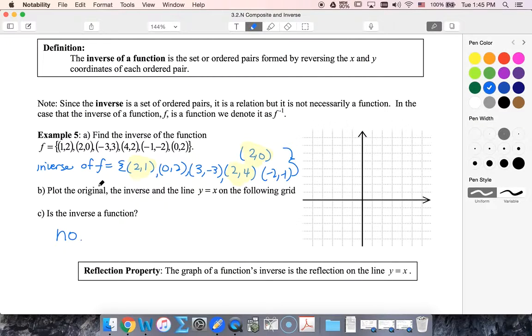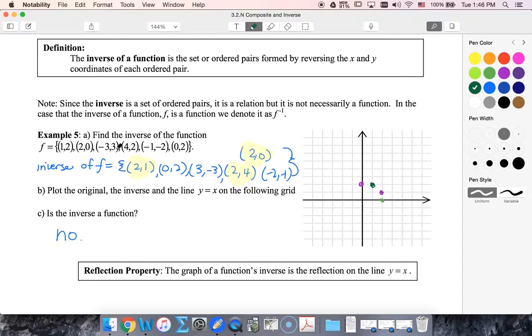I could also see that if I graph it. So I'm going to take my original points and I'm going to graph them in this green. So 1, 2, and then let's go ahead and plot its inverse simultaneously. I'm going to put the inverse in purple, 2, 1. So there they are across from each other. And then I'll have 2, 0, and 0, 2. So again, here we are across from each other.